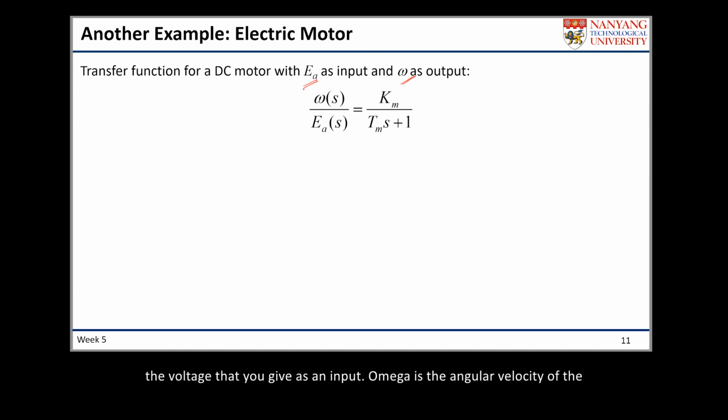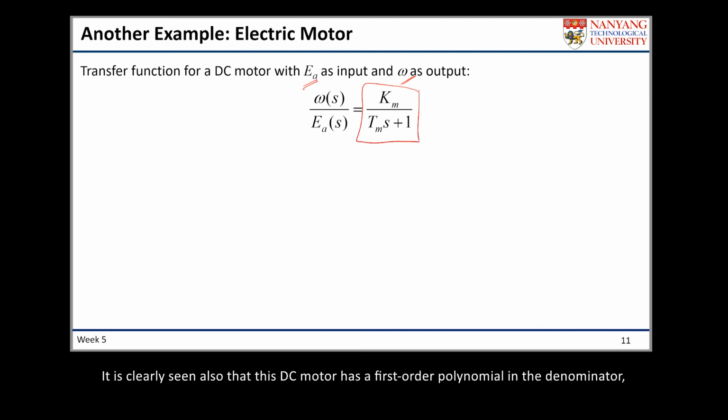EA is the voltage that you give as an input. Omega is the angular velocity of the shaft as an output of the DC motor. The dynamic behavior of this DC motor, if you find the relationship between the velocity of the shaft and the voltage that you give to the DC motor, will be like this. It is clearly seen also that this DC motor has a first order polynomial in the denominator, which means you have a first order system here.